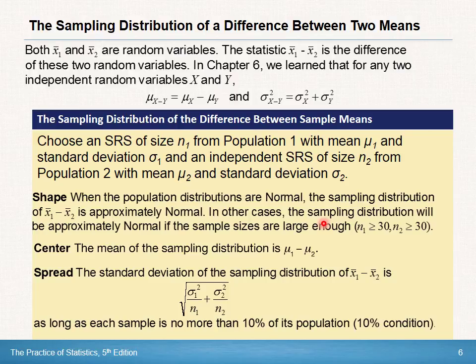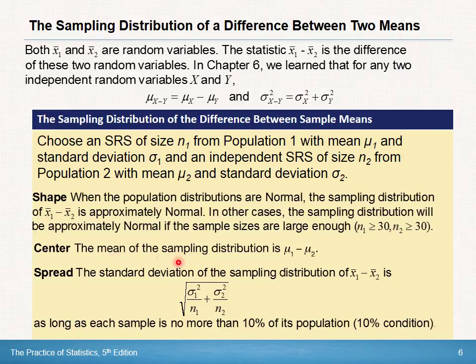X bar sub 1 and X bar sub 2 are random variables. The statistic, the difference of those sample means, is the difference of these two random variables. In Chapter 6, we learned that for any two independent random variables, X and Y, the mean of the difference is found by subtracting the means, and for the standard deviation, you actually have to use variances and add the variances together. So, shape: when the population distributions are normal, the sampling distribution of the differences will also be approximately normal. In other cases, the sampling distribution will be approximately normal if the sample sizes are large enough, just like before, if the sample sizes are bigger than 30.